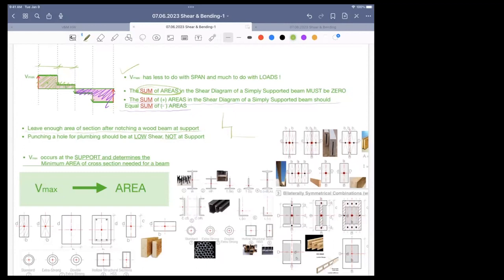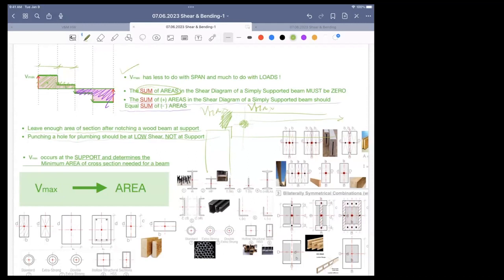If you have a wood beam and you took out some area, you need to make sure that the remaining area is good enough for maximum shear. Notching happens at the support. Shear is very high at the support. You took out area, you have to leave enough area. You cannot cut a hole near the support to let a pipe through because shear is very high here and you're subtracting area, not okay. Do it where shear is low in the middle. Punching a hole for plumbing, whatever.